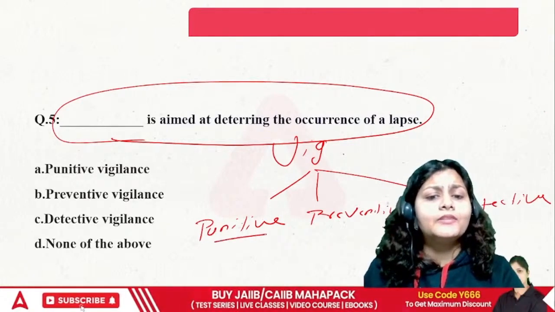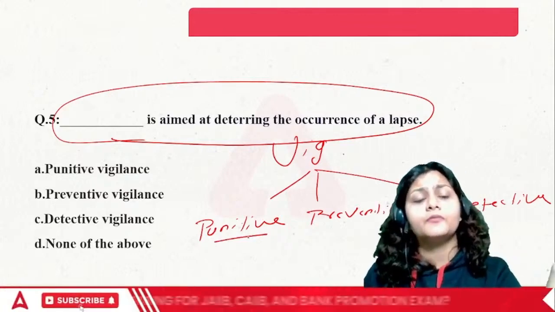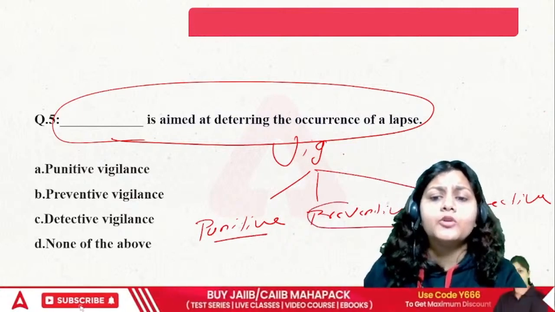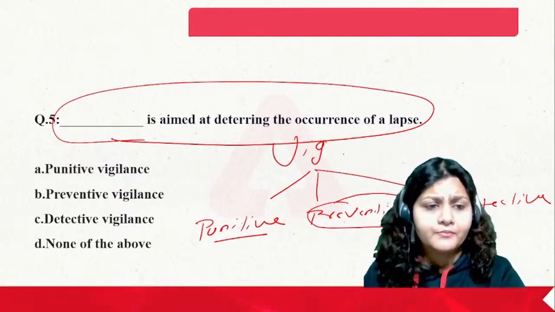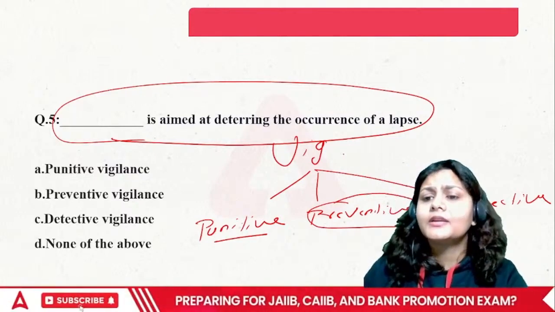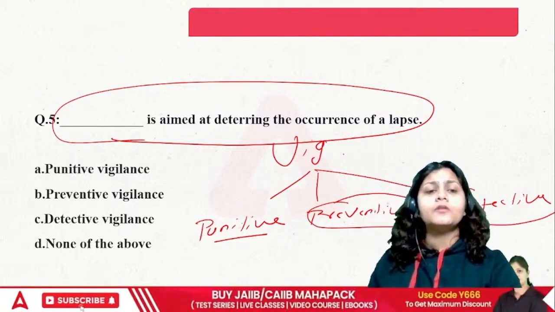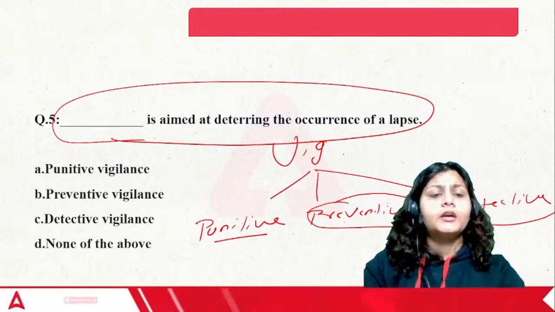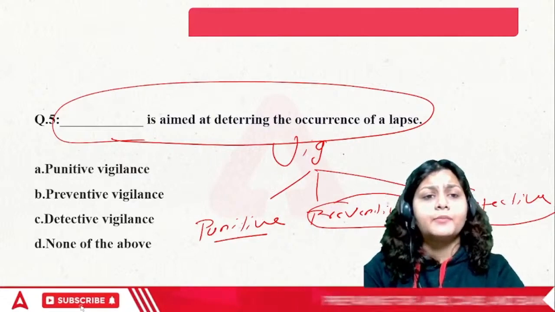Punitive vigilance is when the fraud has already occurred. Preventive is when you are trying to prevent the fraud from occurring. Prevention type, precaution type. Detective is when you are trying to investigate the fraud, how that fraud actually happened. So there are three types of vigilance.